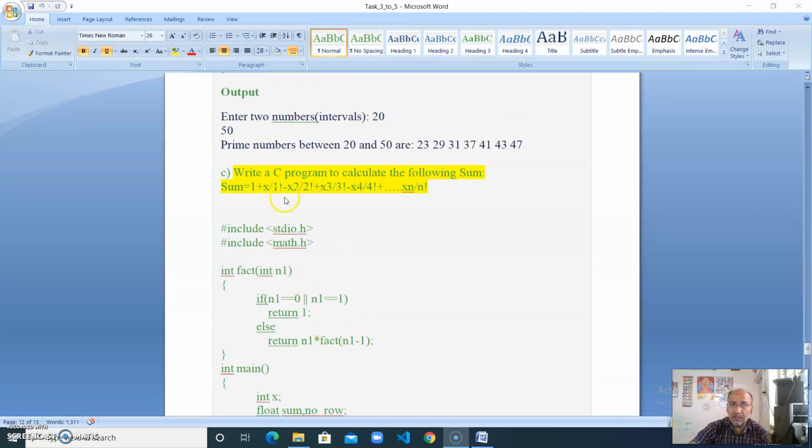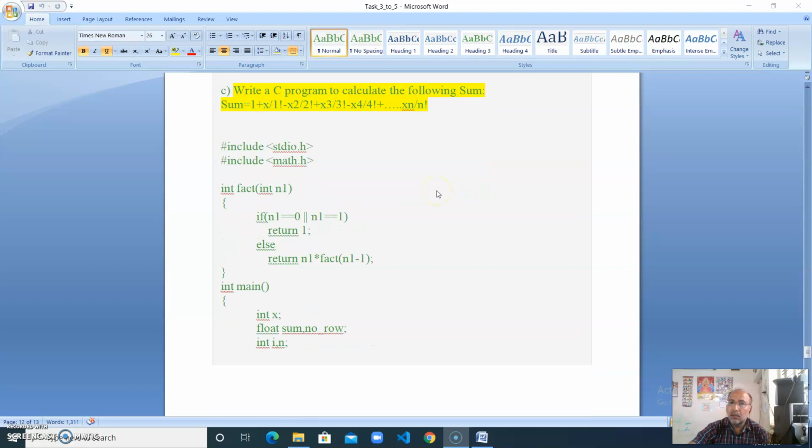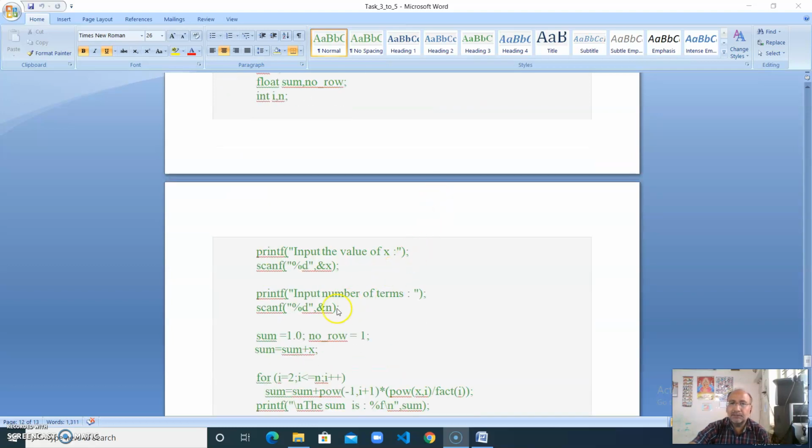Number of terms: here the 1 plus means x to the power of 0 by 0 factorial. Sorry, x to the power of 0 means 1. 1 by 0 factorial, and 0 factorial means 1, so 1 by 1 equals 1. Plus x to the power of 1 by 1 factorial, which is x by 1 factorial. X squared by 2 factorial. X cubed by 3 factorial. Here this is varying from 0 to n, so you have to take that n.